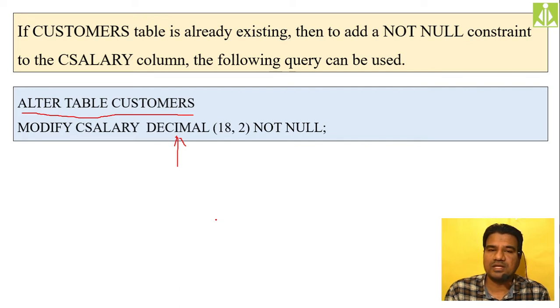Okay, with one null entry we tried, but the database has given the error. Then what we have done, simply we have removed that record and we have imposed the not null constraint. Hopefully you understood that one.